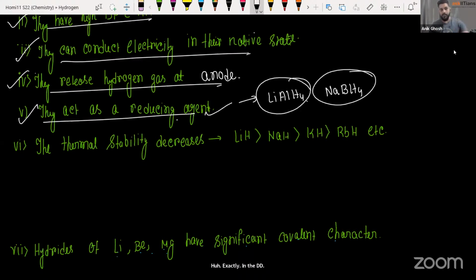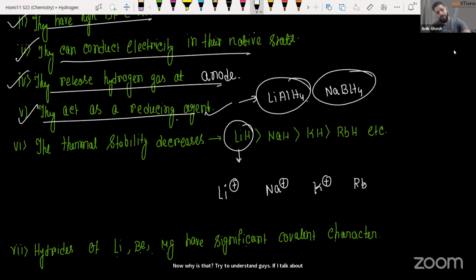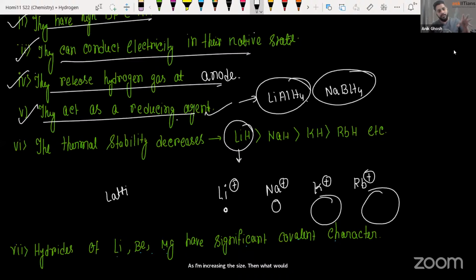Now, here, what about the thermal stability? When you have high bond energy, when you have high stability of bond, then your thermal stability would be highest. If I talk about lithium hydride, it is the most stable molecule according to the statement over here. Now, why is that? Try to understand, guys. If I talk about lithium, sodium, potassium, rubidium, what am I doing? I'm increasing the size, isn't it? As I'm increasing the size, then what would happen? The lattice energy would decrease.